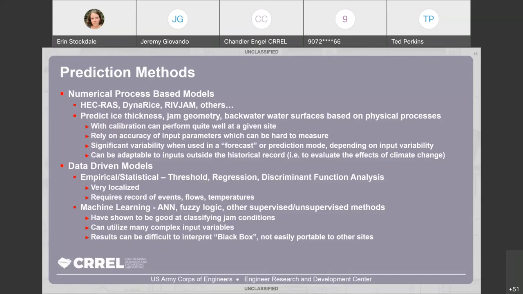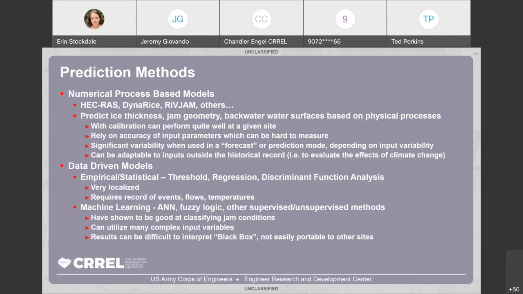We're going to talk more about HEC-RAS tomorrow, so I won't go into any more depth on the numerical models here, and I'll focus a little more on the data-driven models. The data-driven models are quite a bit different. There's a few different categories and approaches, and I'm probably not going to touch on all of them. I probably missed some here, but I'll try to at least give you a high-level view.